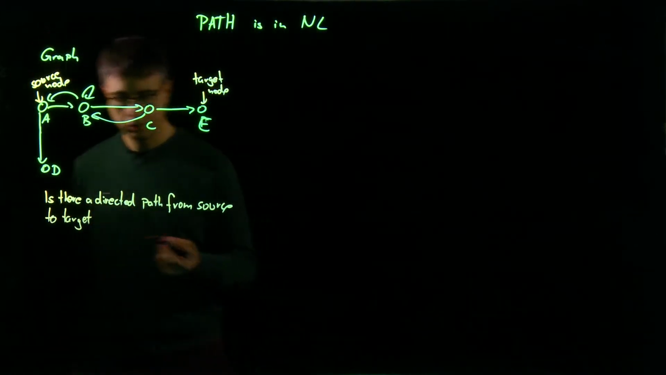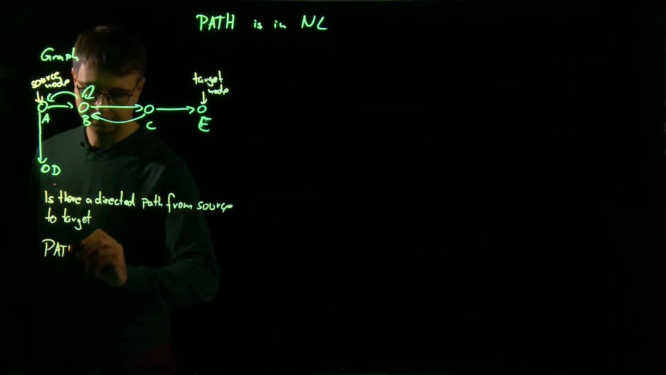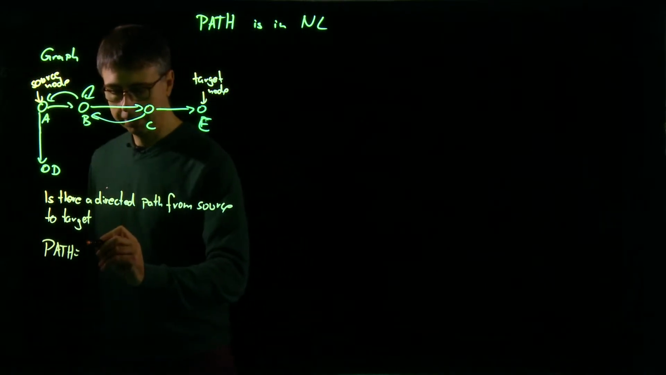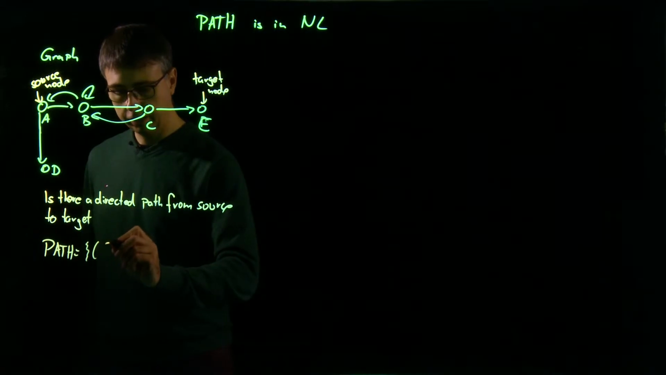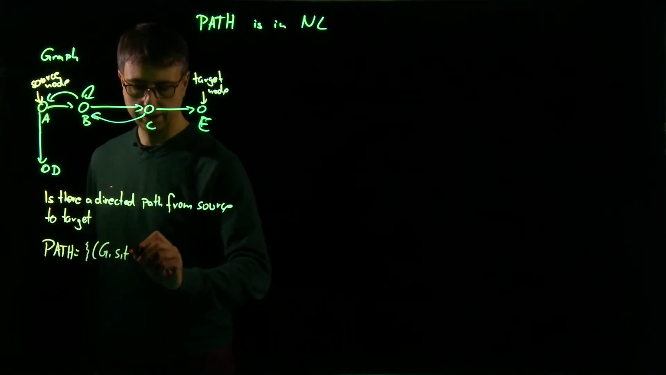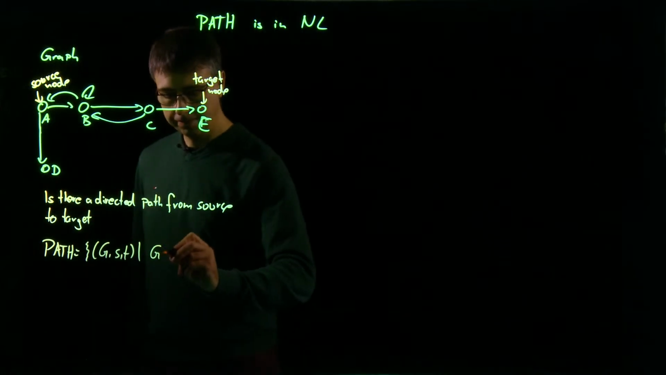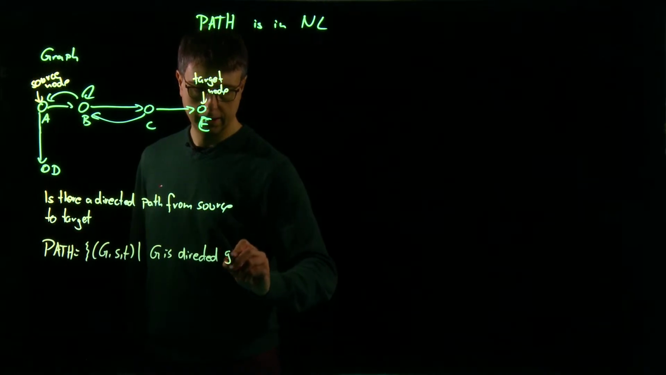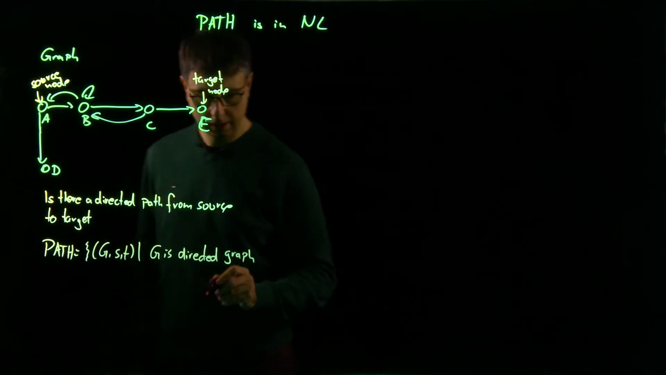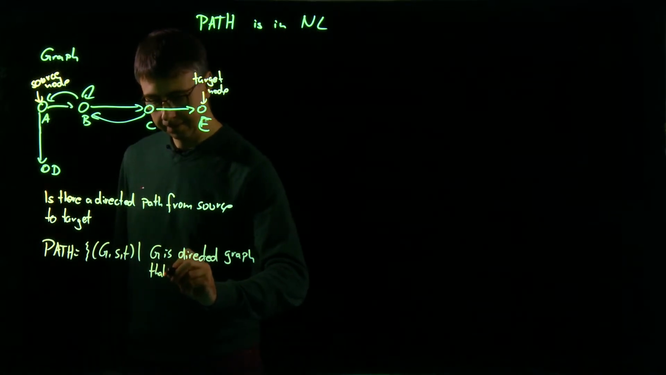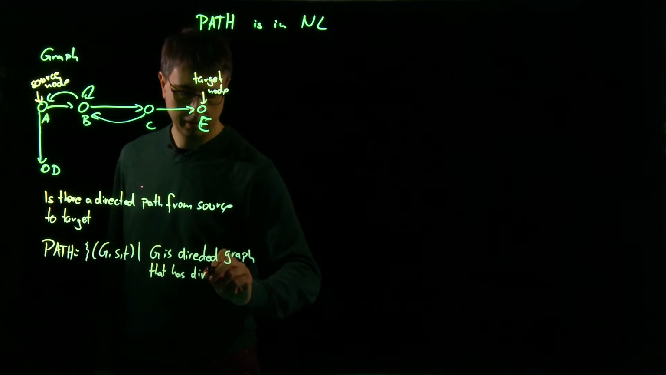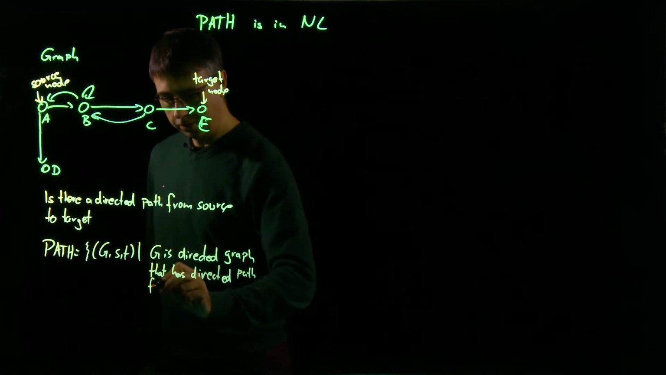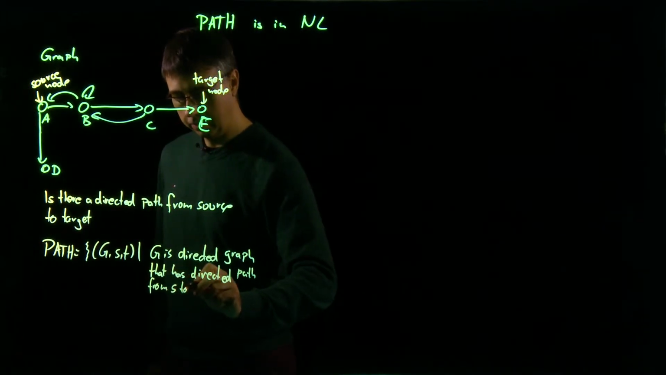Or more formally written, path. We encode it in these decision problems, so it's a yes-no problem. So this one is the encoding of a graph, source node and target node, such that G is a directed graph that has a directed path from S to T.